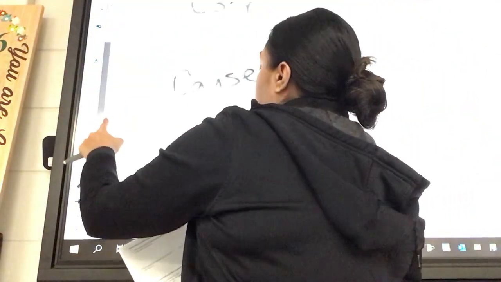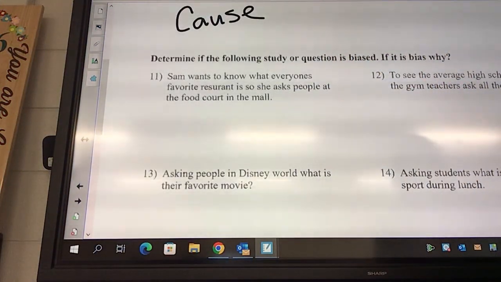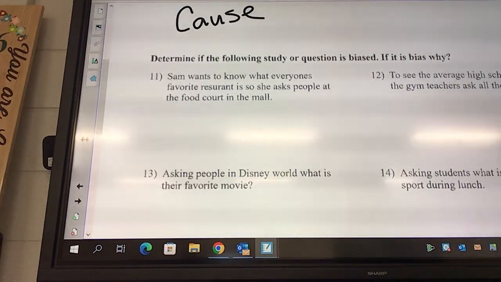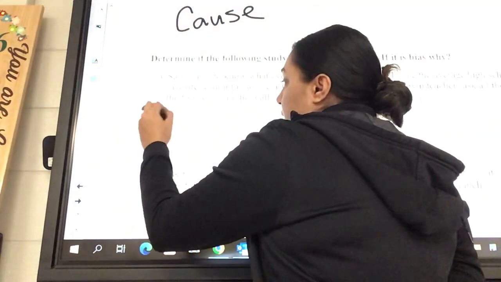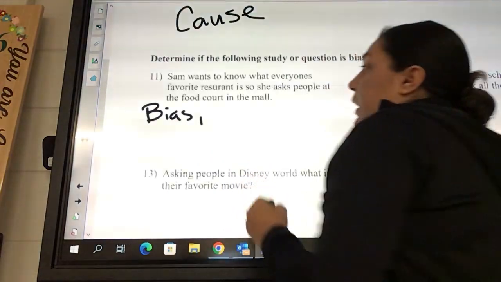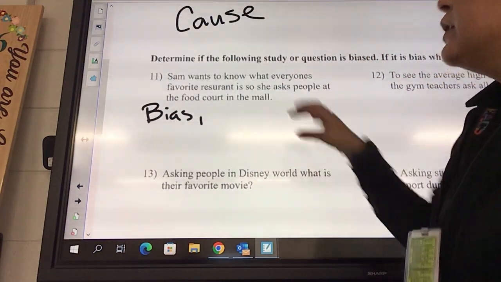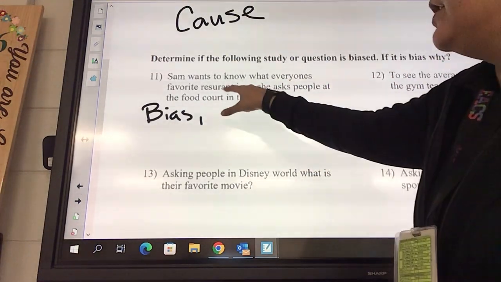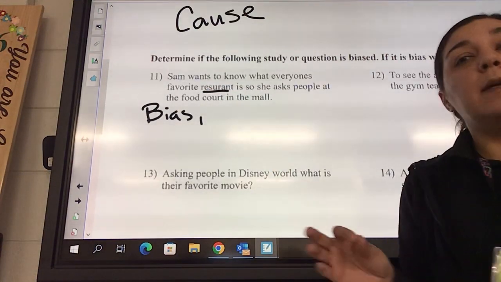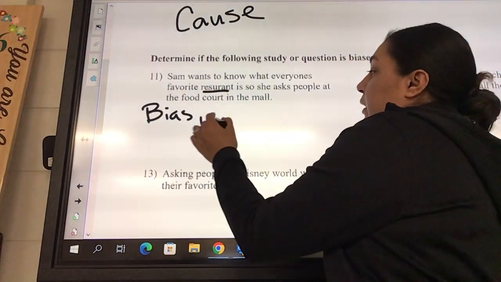Determine if this question is biased or non-biased, okay? And if it is, why? Sam wants to know what everyone's favorite restaurant is, so she asked people in the food court at the mall, okay? So, yes, this is biased. Now, if she was wanting to know what people's favorite restaurant at the mall was, she can ask in the food court. But because she wants to know what everyone's favorite restaurant is, she didn't clarify where. In Fort Wayne, in the mall, in the world. And so then it is biased because she's only asking people in the food court.